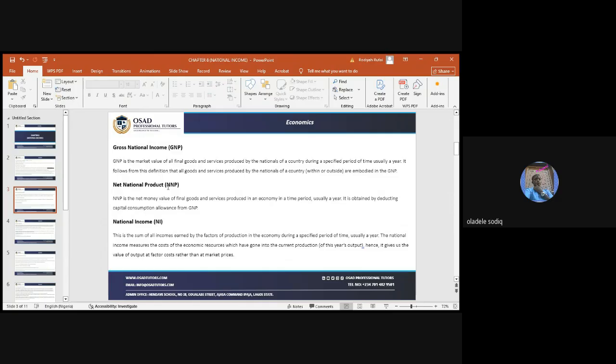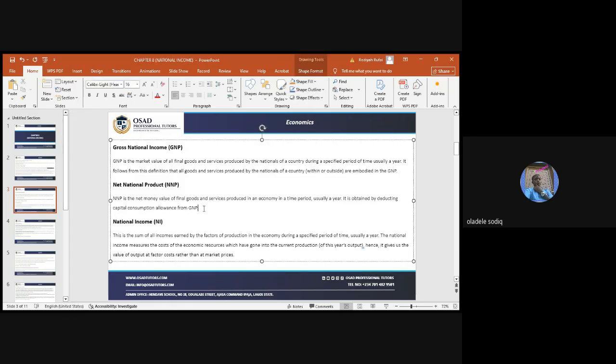So after that, we also have net national product. What is net national product? The word net in accounting means you subtract something from it. So net national product, NNP, is the net money value of final goods and services produced in an economy in a time period, usually a year. It is obtained, so how do you calculate NNP? It is obtained or calculated by deducting capital consumption allowance from GNP.